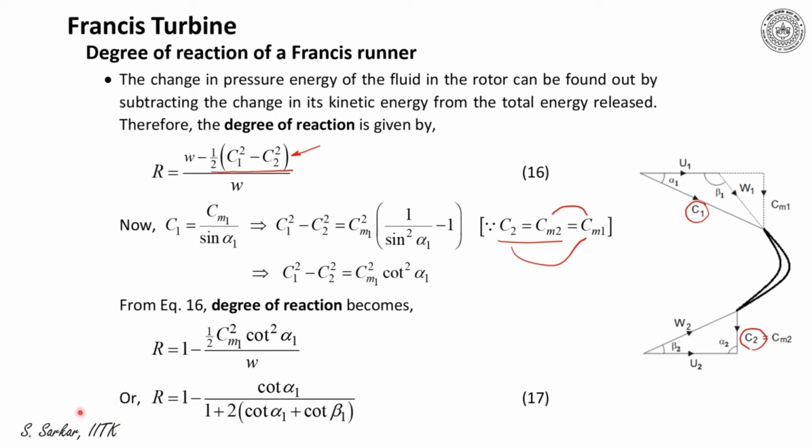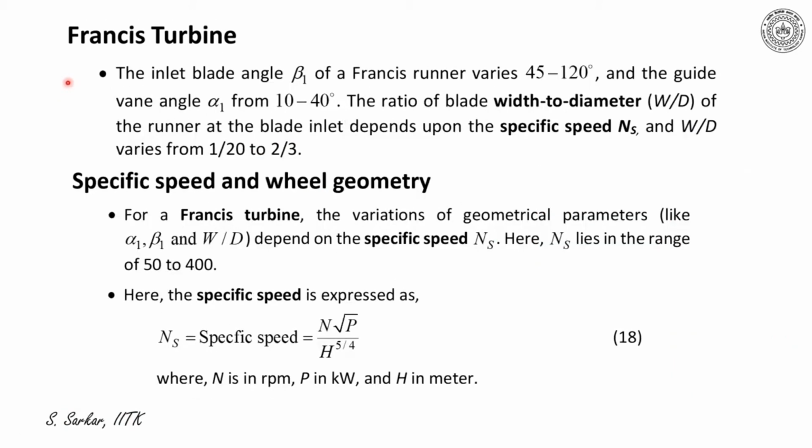And please note that the degree of reaction of a rotor of a Francis turbine depends on flow angle alpha 1 and beta 1. Please note that the inlet blade angle beta 1 of a Francis turbine varies in the range 45 to 120 degree, and the guide vane angle alpha 1 from 10 to 40 degree.